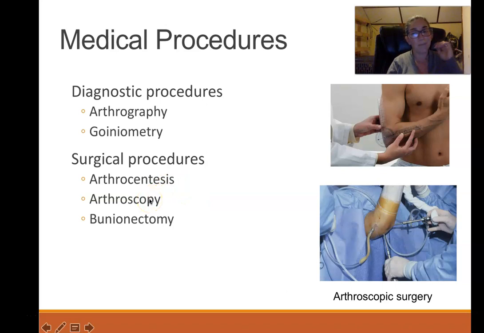A bunionectomy would be a surgical procedure to remove a bunion, which is overgrowth of that bone at the joint of the big toe, the hallux.